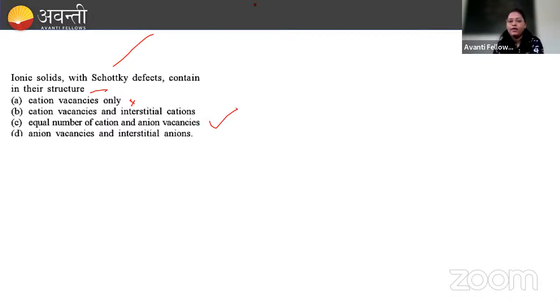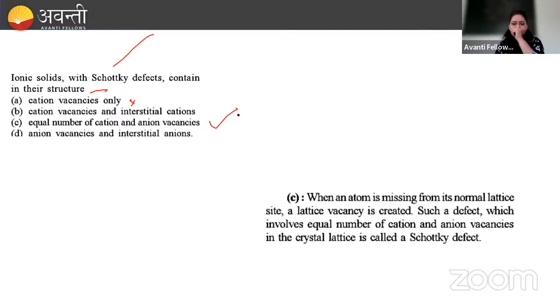Okay, everyone, are you getting this? Do you understand this? Okay, in Schottky defect, what is happening? Equal number of cation and anion are missing, and that's why density remains same. Okay, it is possible only for highly ionic solids. And this is known as Schottky defect.